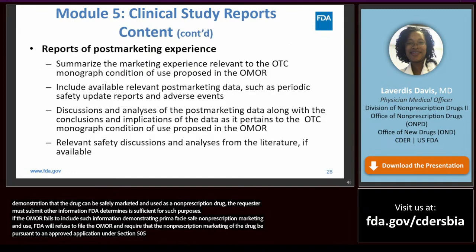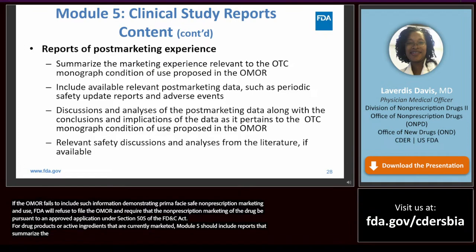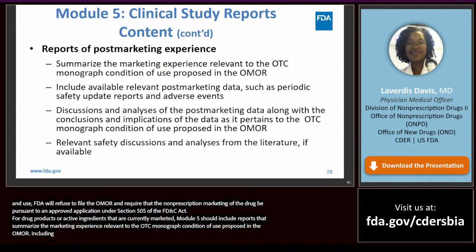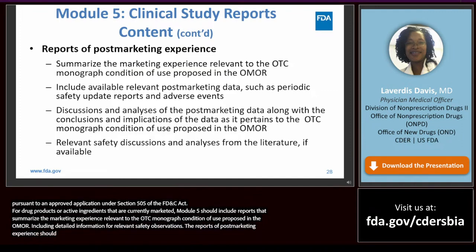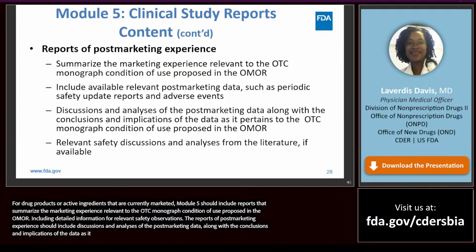For drug products or active ingredients that are currently marketed, Module 5 should include reports that summarize the marketing experience relevant to the OTC Monograph condition of use proposed in the OMOR, including detailed information for relevant safety observations. The reports of post-marketing experience should include discussions and analyses of the post-marketing data, along with the conclusions and implications of the data as it pertains to the OTC Monograph condition of use proposed in the OMOR. The reports should also include any relevant safety discussions and analyses from the literature, if available.